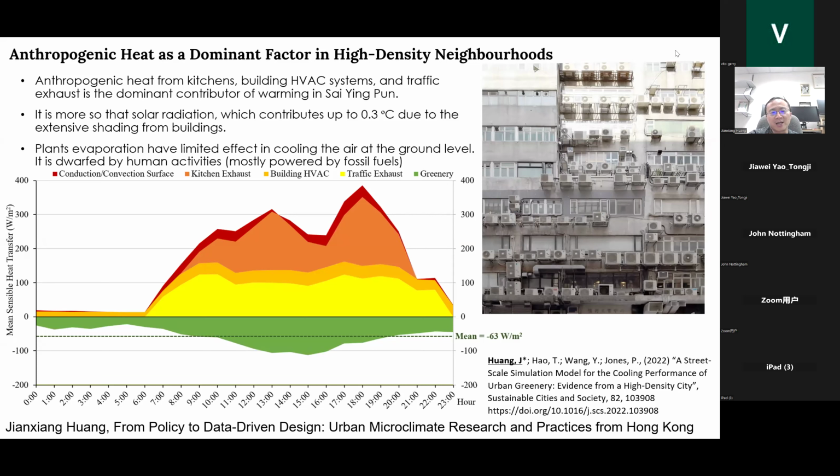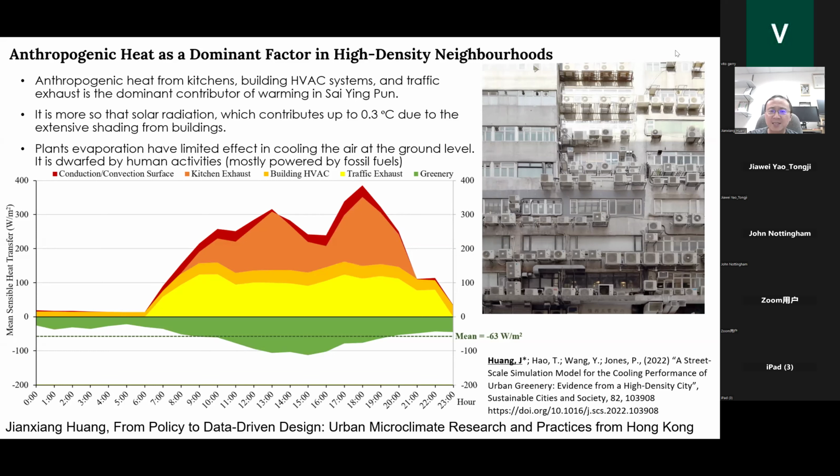The majority of the heat is actually coming from building HVAC systems and also from traffic exhaust. So these are waste heat from internal combustion engines that are discharged in the urban canyons and cannot dissipate rapidly because of the stagnant airflow.